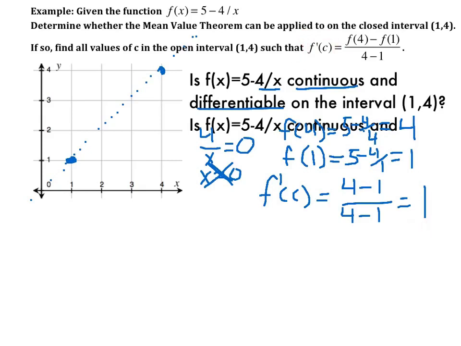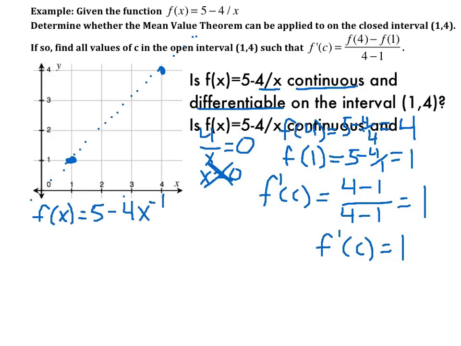Well, what we need to do is go ahead and find what that c is. So we need to find where f prime of c equals 1. To do that, we just need to find f prime. So let me rewrite our f of x equals 5 minus 4x to the negative 1.